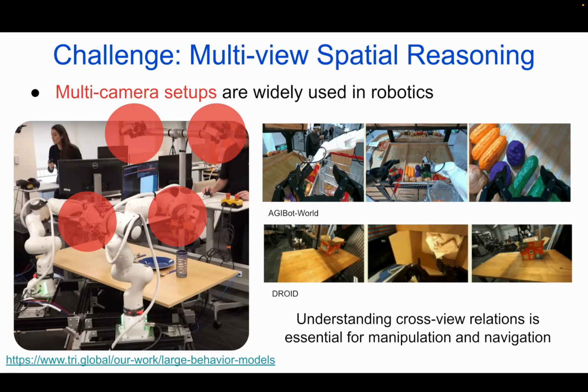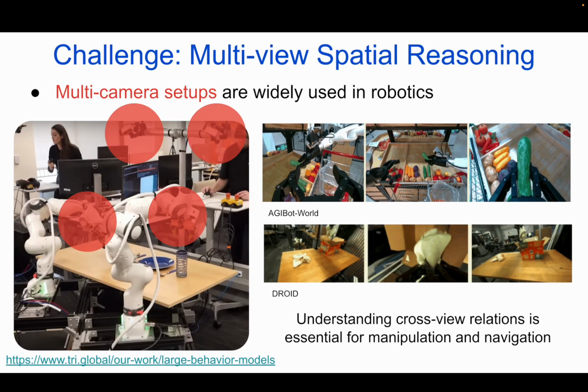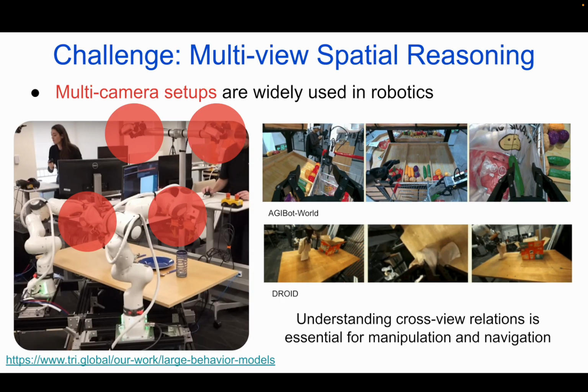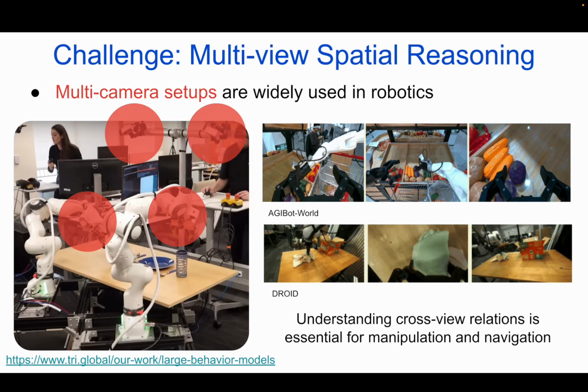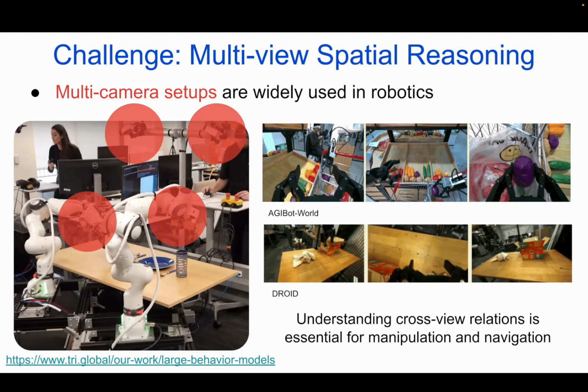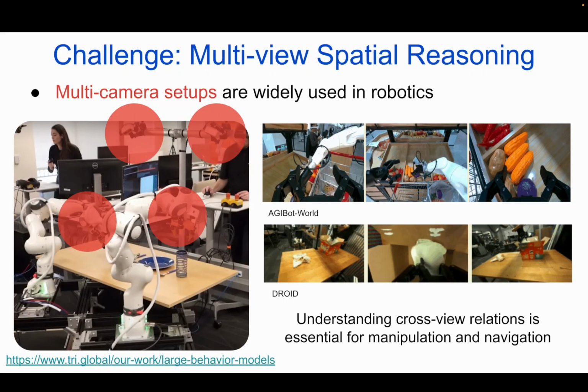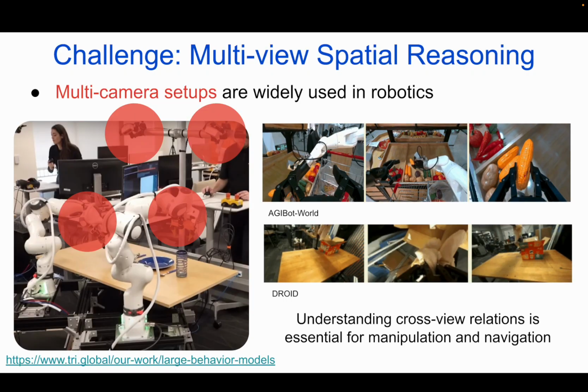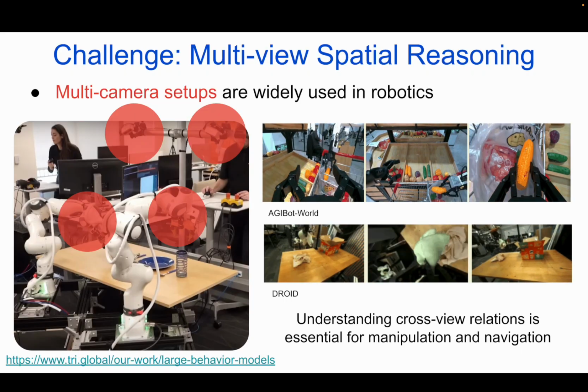Multi-camera setups are now widely used in robotics. Systems such as large behavior models, AGI bot world, and Droid all rely on multiple camera viewpoints, as shown in these examples. This makes understanding cross-view relations critical for enabling effective manipulation and navigation.